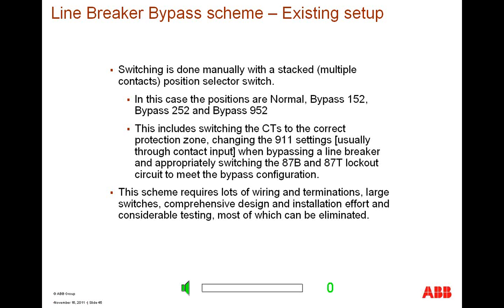This includes switching CTs to the correct protection zone, changing the 911 relay, usually through contact input, when bypassing a line breaker, and appropriately switching the 87B and 87T lockout circuit to meet the bypass configuration needs. This system requires a lot of wiring terminations, a large switch, comprehensive design and installation efforts, and considerable testing. Most of them can be eliminated if this current switching is done in logic.